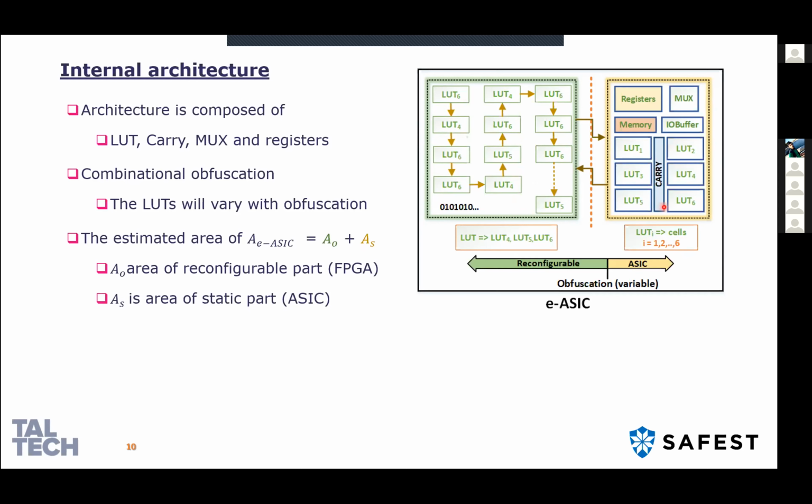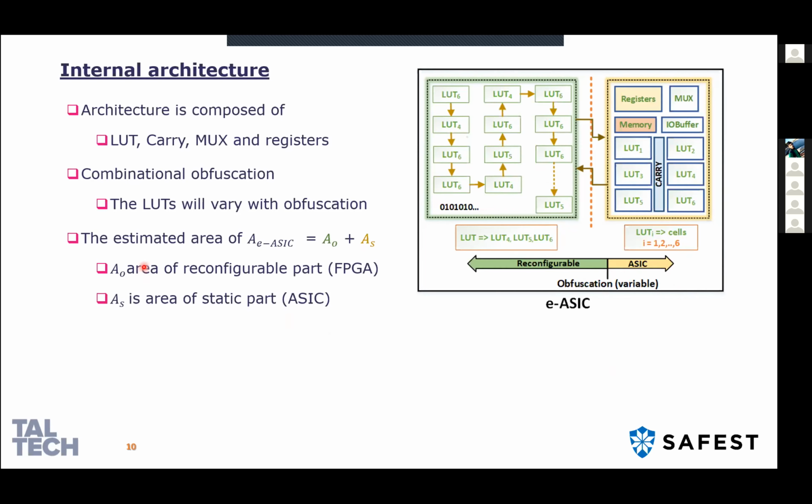On the other hand, we have the LUT 1, 2, 3, 4, 5, and 6, but these LUTs will be implemented using standard cells. They are no longer lookup tables. And the other necessary components for the static part depend upon the design: memory, IO buffer, and so on. Here, this arrow, this obfuscation knob, shows the obfuscation target. If we move this knob, it means that we are moving the green part and also the ASIC part.